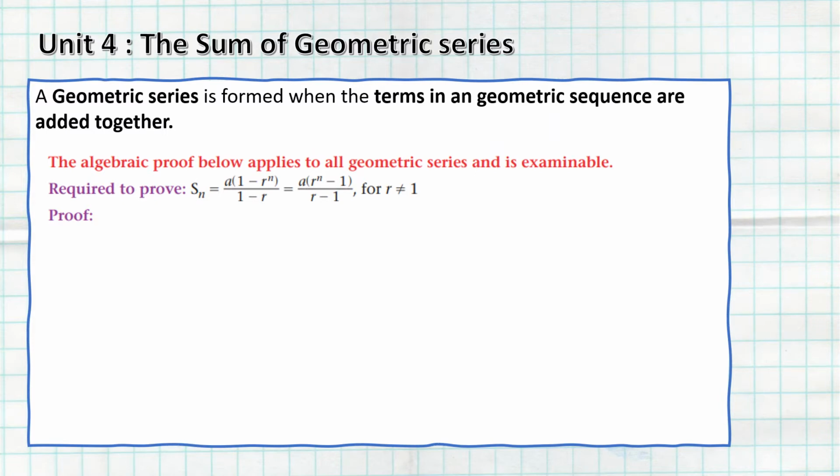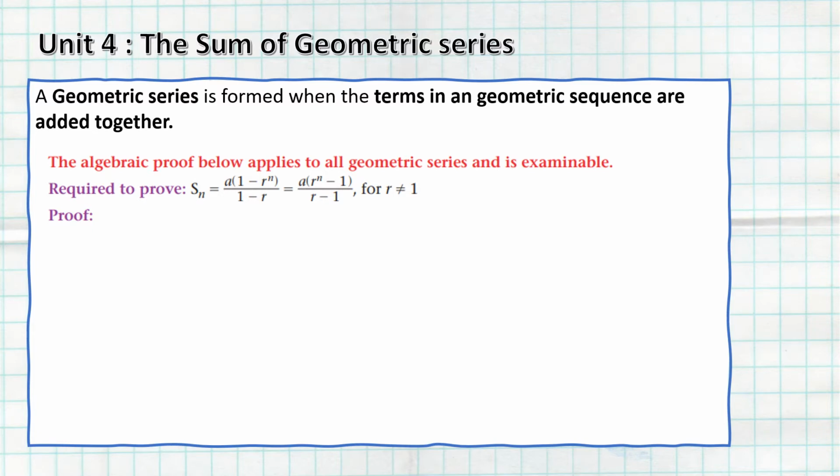Great stuff. Unit 4 now, and this is the sum of a geometric series. So, how is a geometric series formed? Very simple. A geometric series is formed when terms in a geometric sequence are added together. So, if we are adding terms of a geometric sequence together, we get something called the sum of a geometric series. There's an algebraic proof below that applies to all geometric series, and they are examinable.